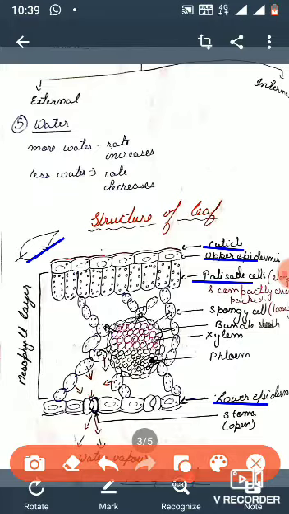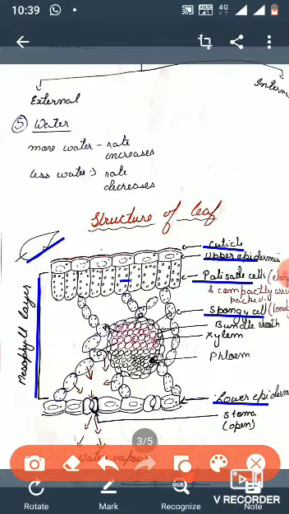Below the palisade cells are the spongy cells. They are loosely packed. Now, both the palisade and the spongy cells have the chloroplast. This circle structure are the chloroplast. Both palisade and the spongy cell have the chloroplast, and together palisade and the spongy cell will form the mesophyll layer.